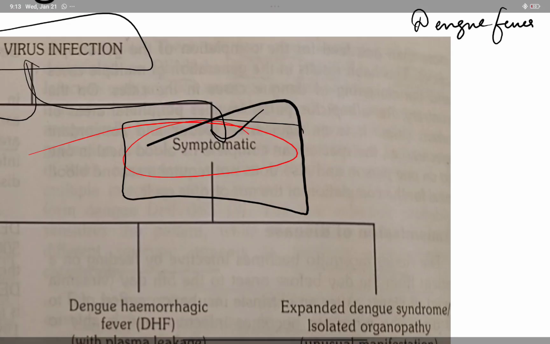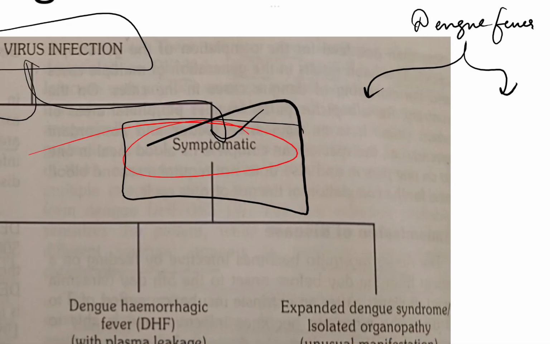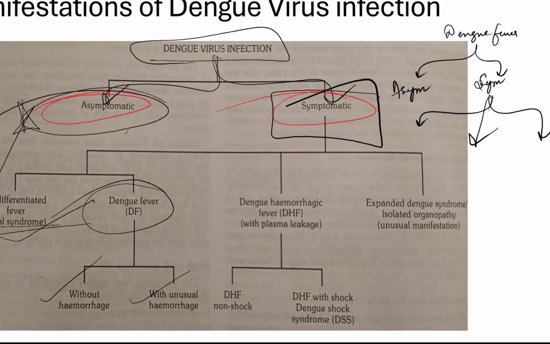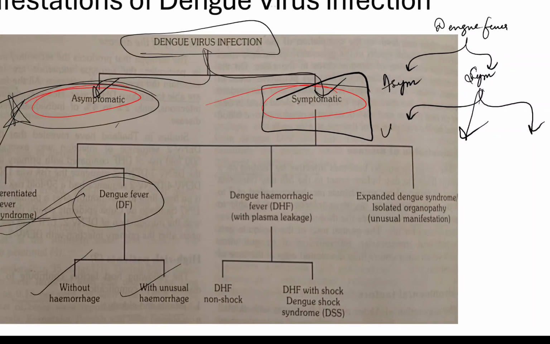We'll also write down here: dengue virus infection can be divided into asymptomatic or symptomatic. In the symptomatic, again, it can be divided into 3 headings. The first one is undifferentiated fever, or we have the differentiated dengue fever. Undifferentiated fever and dengue fever. Dengue fever can be without hemorrhage, or it can be with hemorrhage.